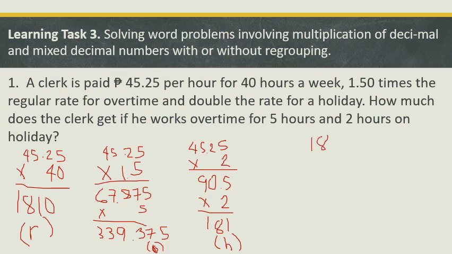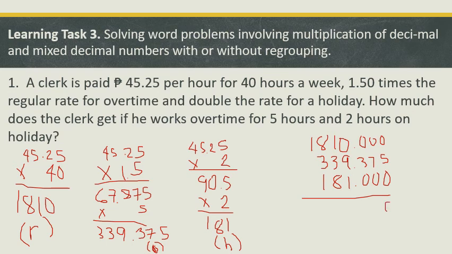So, 1,810, 339.375 at saka 181. So, dagdagan lang natin dito ng tatlong 0 para pantay-pantay. Dito rin po. So, i-add na po natin siya. So, 1,810 plus 339.375 plus 181. So, solve natin siya. So, ito po ay 5, 7. So, ito i-add ha. I-add na natin siya.